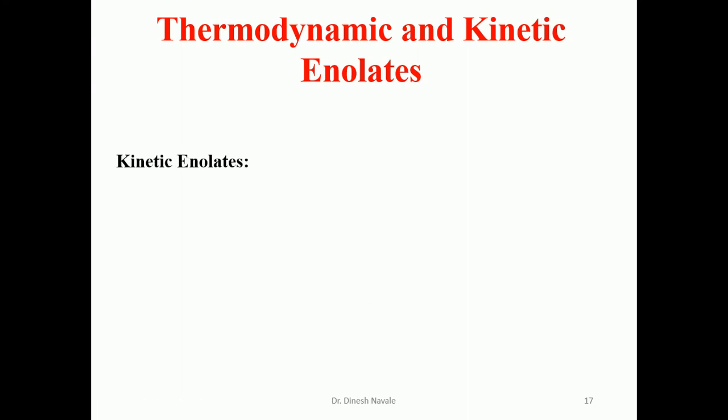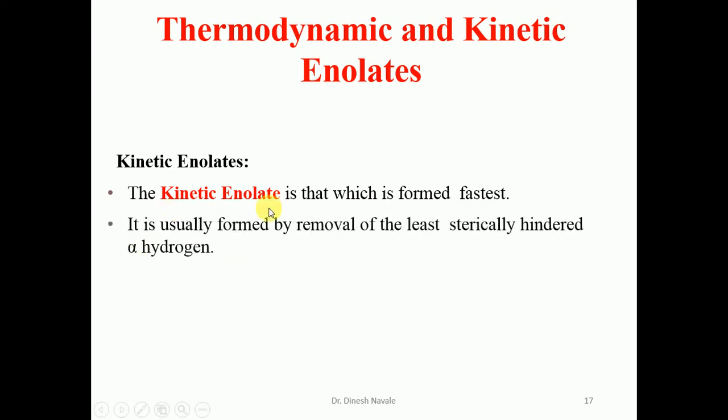So this is the kinetic enolate. Kinetic enolate is the enolate which is going to be formed very fast. Kinetic means rate. The enolate which is going to be formed first or fast will be the kinetic enolate. It is usually formed by the abstraction of the least sterically hindered alpha hydrogen atom.